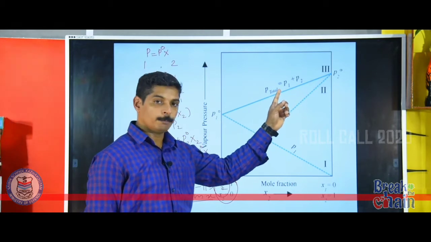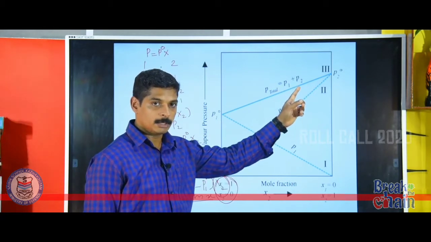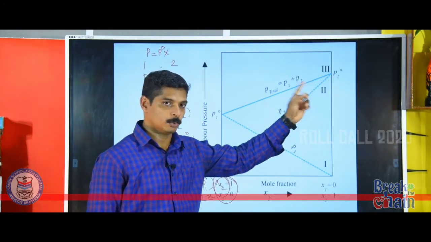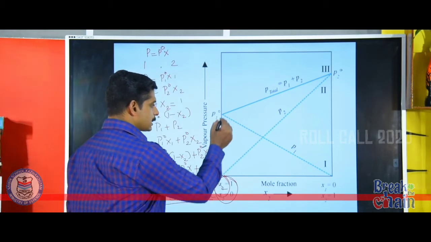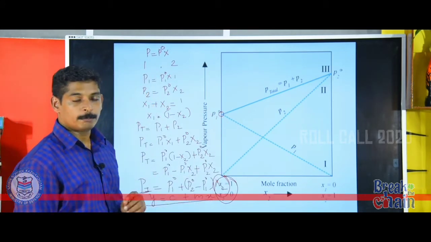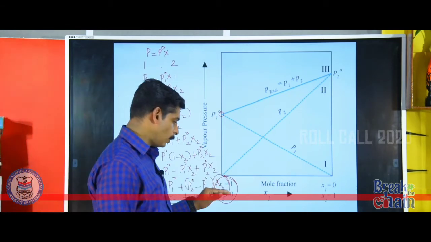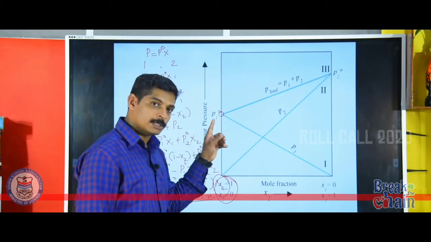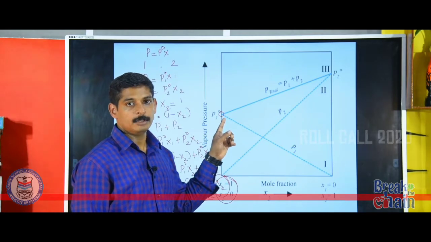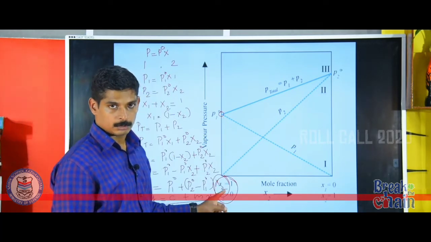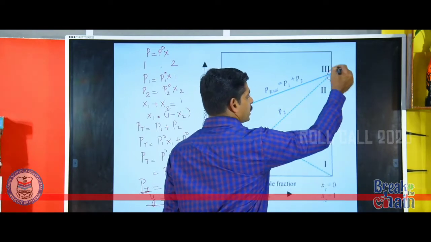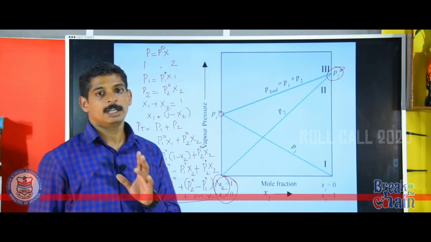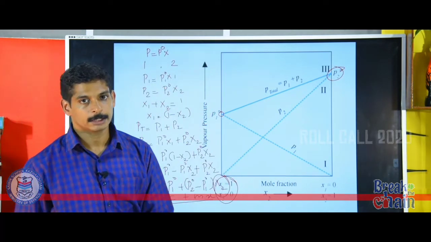P total is equal to P1 plus P2, where P1 is nothing but the partial vapor pressure of component 1 and P2 is the partial vapor pressure of component 2. And here you can see the maximum value of the vapor pressure obtained when Chi1 equals 1, that is nothing but P10. What is that P10 called? That P10 is nothing but the vapor pressure of the pure liquid, that is component 1. And here you can see P02. What is P02? It is the vapor pressure of component 2 in its pure form. Okay, clear?